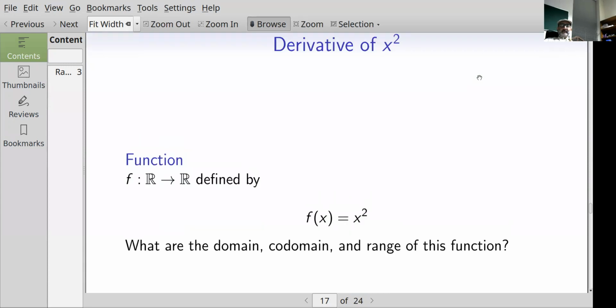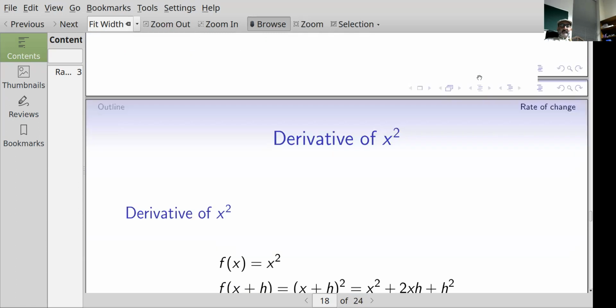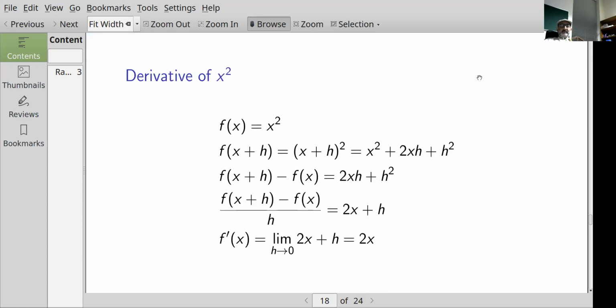Let's calculate the derivative of x squared. Okay, so the function is f maps reals to reals, defined by f of x equals x squared. That means f of x plus h equals (x plus h) squared, which we expand as x squared plus 2xh plus h squared. Now the difference, f of x plus h minus f of x, equals 2xh plus h squared. You get the difference quotient by dividing that by h. So you get 2x plus h. So then the derivative is found by taking the limit of the difference quotient as h goes to 0, which is then twice x.